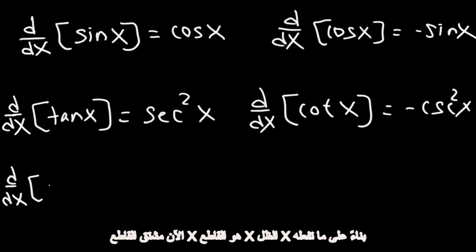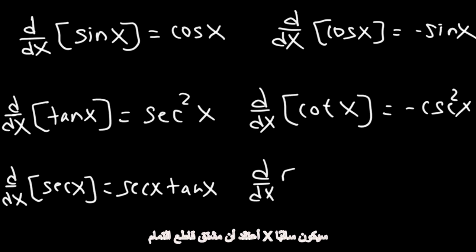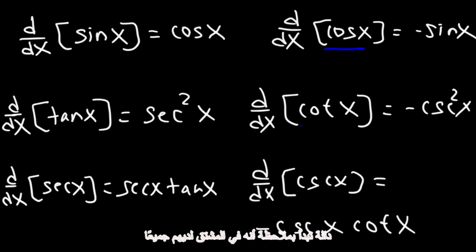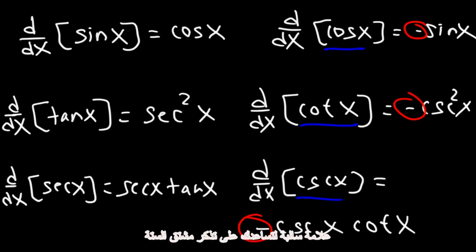Now, the derivative of secant x is secant x tangent x. Based on that, what do you think the derivative of cosecant x is going to be? This is going to be negative cosecant x times cotangent x. And notice this pattern. So anytime you have a trig function that starts with a c, notice that in the derivative they all have a negative sign. So that can help you to remember the derivative of the 6 trigonometric functions.